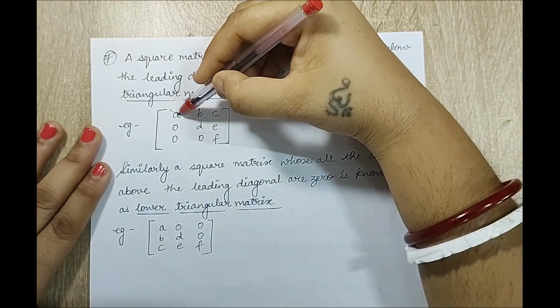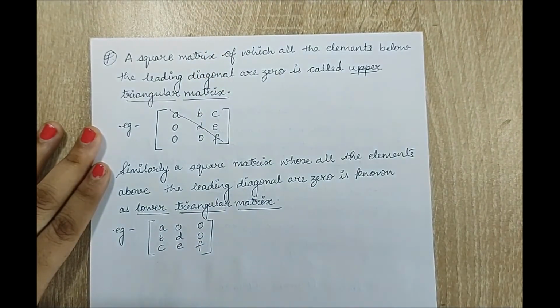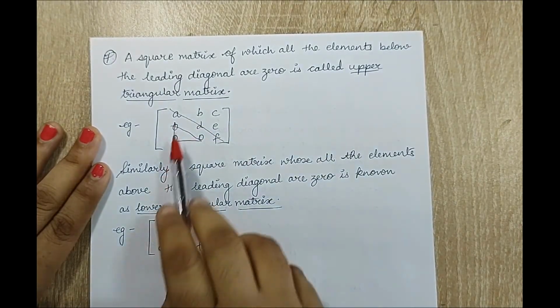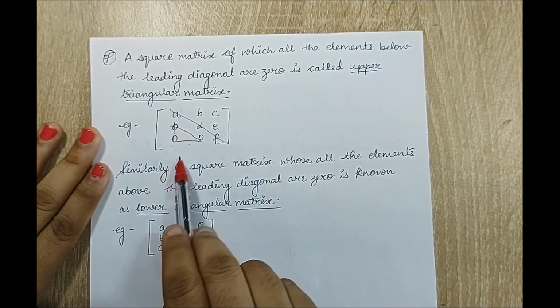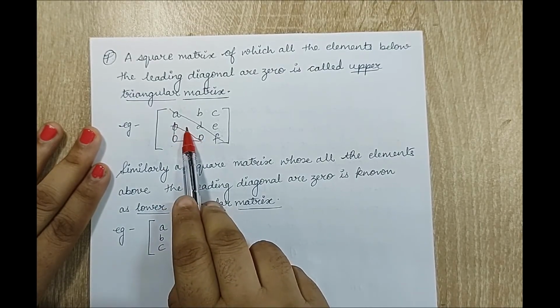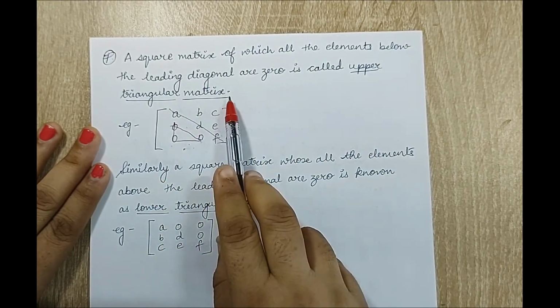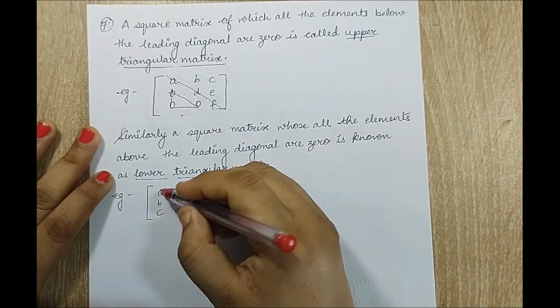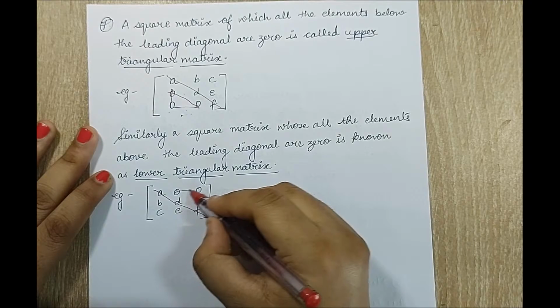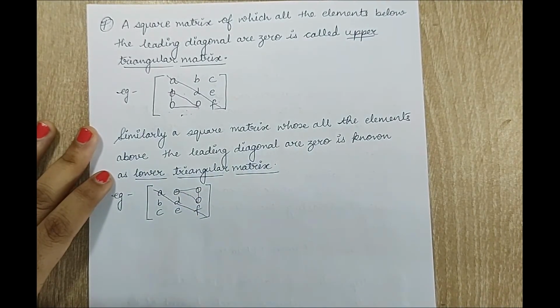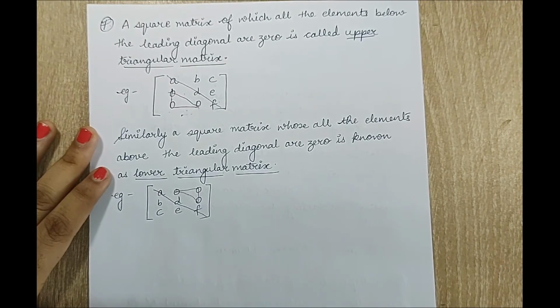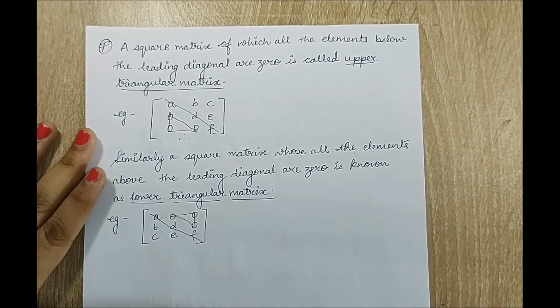Now observe, A, D and F are the diagonal elements. You can observe there is a small triangle which I can form with the elements below the diagonal. When you have all these elements as 0, it will be called an upper triangular matrix. Now similarly, if you have a square matrix wherein above the diagonal you can form a triangle like this with the zeros, this will be called a lower triangular matrix. So these are all the types of matrices which we need to know.